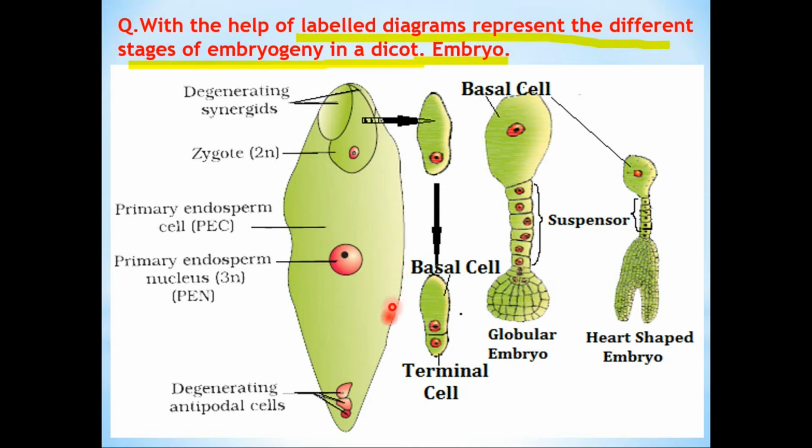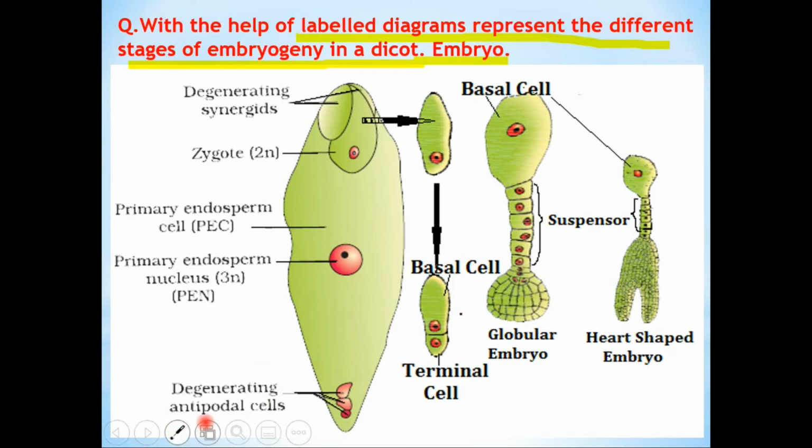Once this entire area has been occupied with the nutritive tissue called endosperm, now it is the time for this diploid structure, the zygote, which has 2 sets of chromosomes, to undergo division. So this is the zygote. The first cell division will be the transverse division or horizontal division, and this is called the two-celled proembryo stage. The two cells are, one is called the basal cell and another one is called the terminal cell.